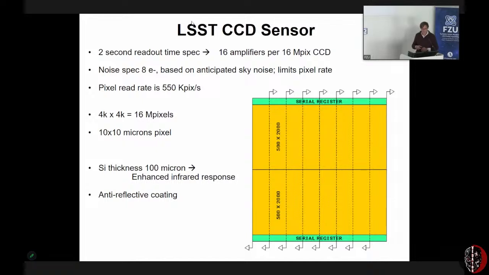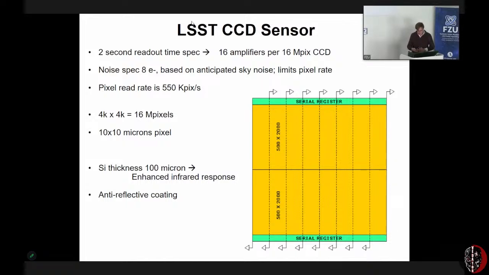The noise spec is 8 electrons, which is very low, and that's based on the anticipated sky noise. The pixel readout rate is derived from this 2-second full readout time. Pixels are 10 by 10 micron, and silicon thickness is 100 micron. That 100 micron thickness is not usual for CCDs, and it was done to have enhanced sensitivity in the infrared, in the so-called Y and Z band, corresponding to wavelengths from 800 to 1,000 nanometers.